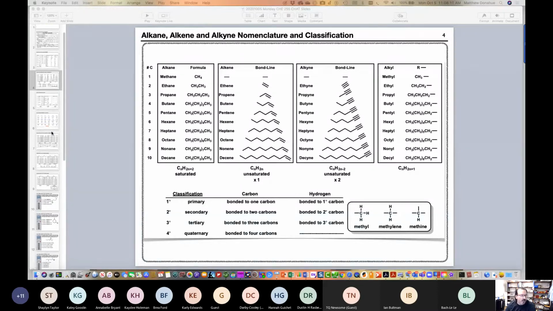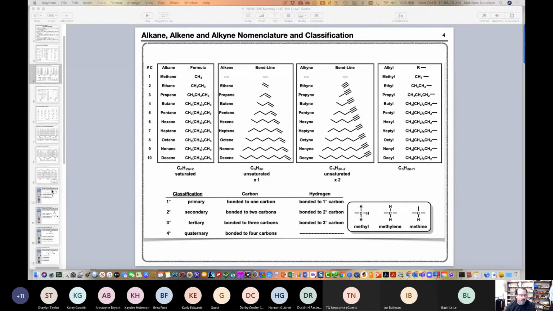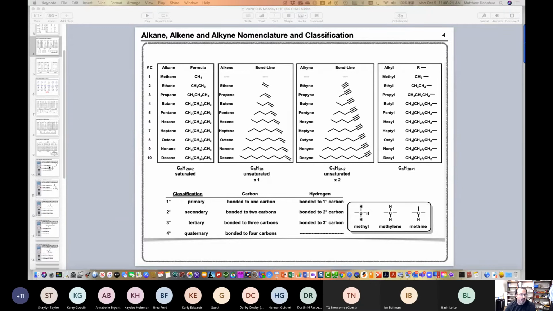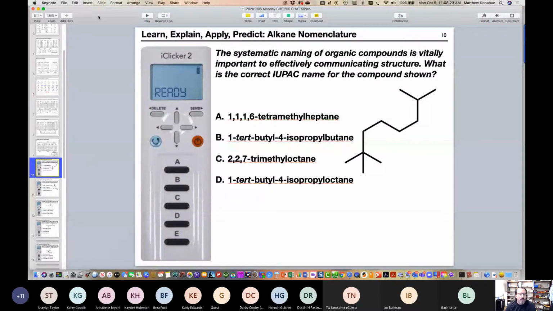So I have a couple more slides with different functional groups, but let's get into the problems. So here's a typical question for organic chemistry. You're given a structure. What is the name of that structure? So that's what we mean by nomenclature. It's ways of communicating in the language.